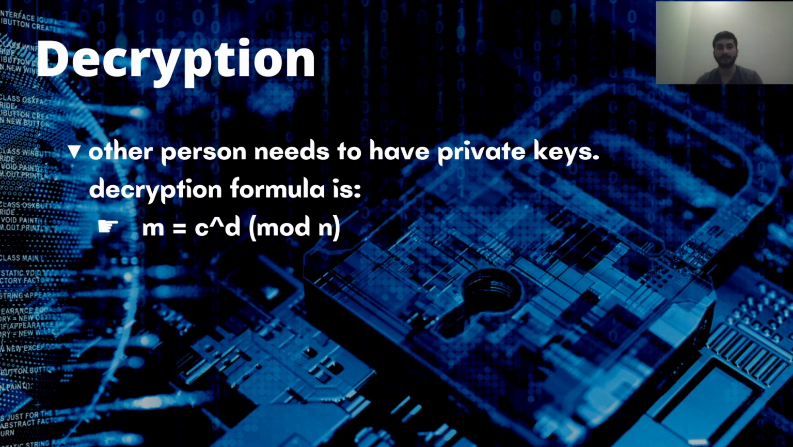Let's talk about the decryption. The other person needs to have the private keys. This decrypts the encrypted message C we sent. You remember the number M. This number was the first unencrypted number. So M equals C power D mod n. So we decrypt our message.